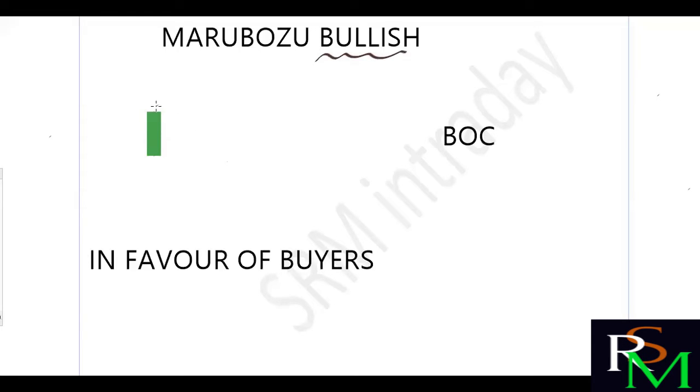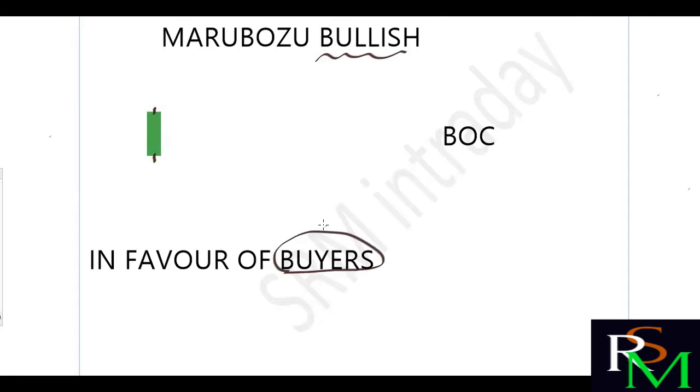And sometimes we can have a wick, but it should be a small wick. It should not be a long wick. It should be very small, we can consider it, no problem. And if this candle appears, you should understand the market is in favor of buyers.